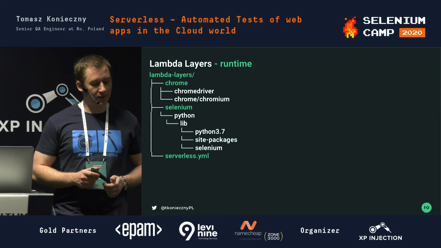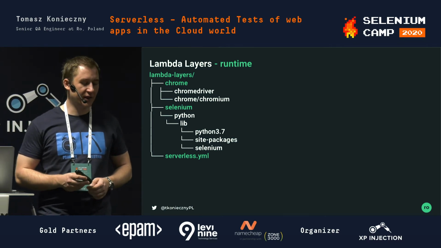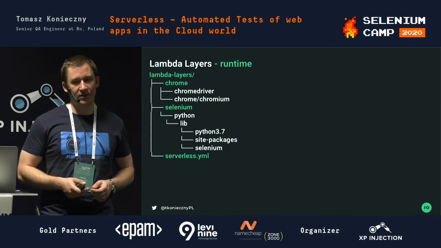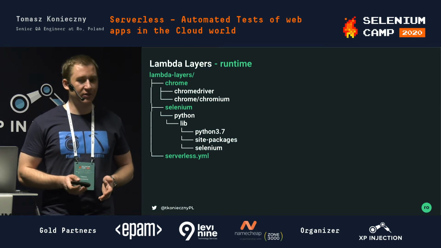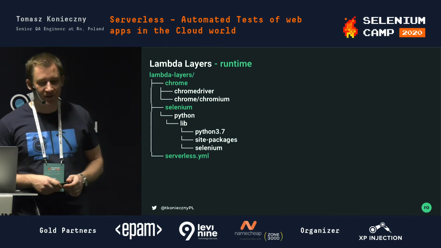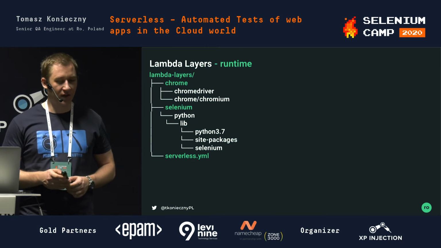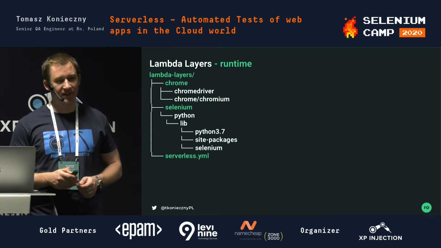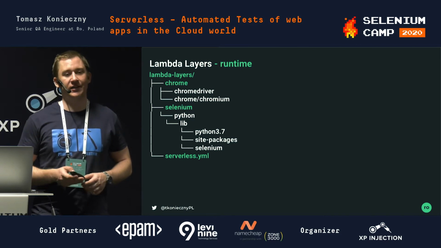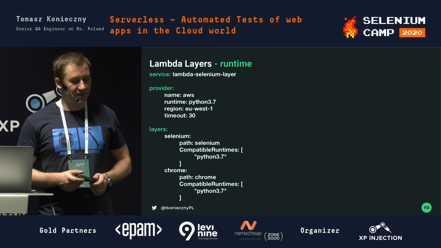We also have the second directory, that's Selenium in this case, and I named it Selenium because here we have all of the other dependencies that we use in our tests, so it will be the Selenium library and other dependencies. I just pip installed it to the specific directory, so it's very easy to prepare this package. And also we have here the serverless YAML file, that's the description of our infrastructure, or at least the layers part.